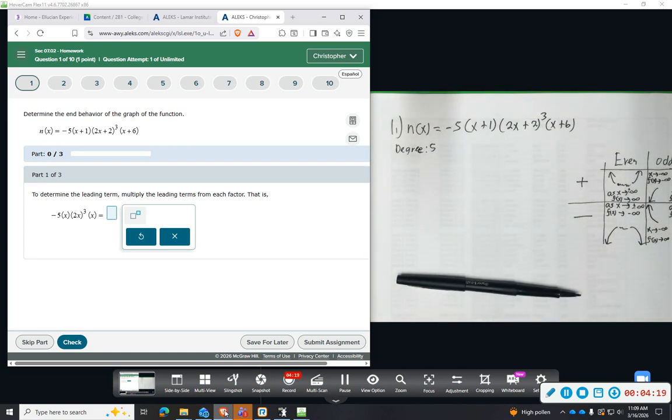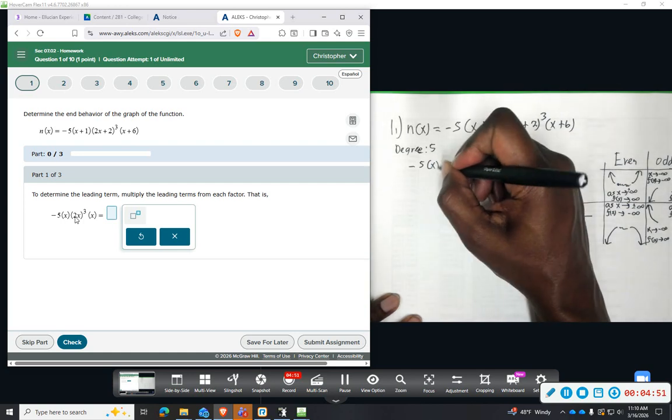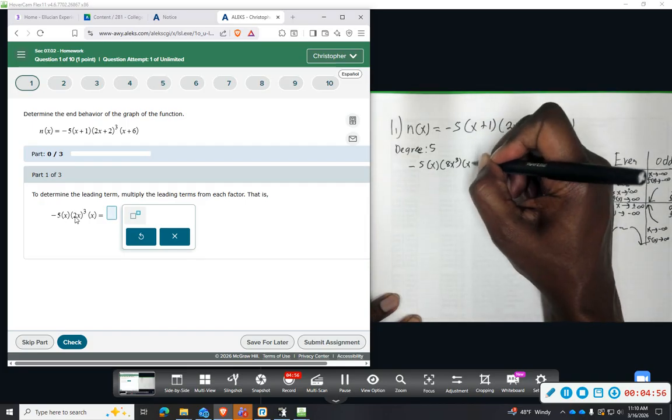So we're going to put, it says determine the leading term, multiply the leading coefficients to form that factor. So right now it is wanting to multiply this x, this 2x to the third, and this x. And we're going to multiply times 5. So x to the third is x cubed, and then 2 to the third is 8. So we're looking at negative 5 times x times basically an 8x cubed, and then times another x.